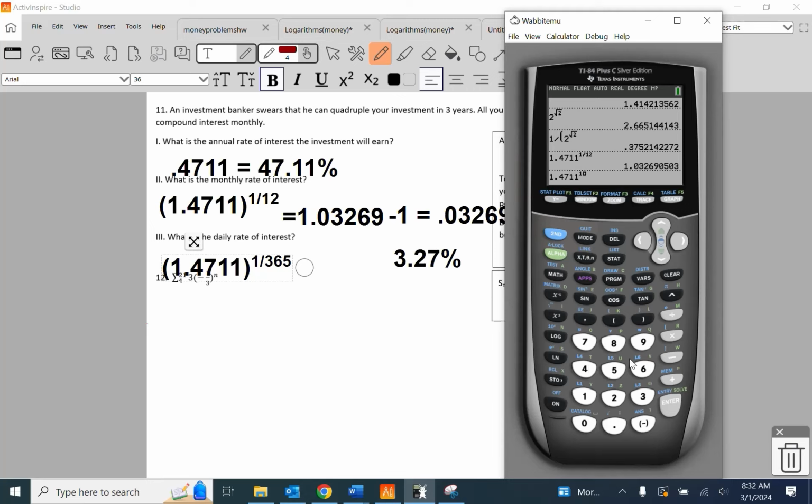15 is where we go to stat edit. The x's go into list 1. The independent variable goes into list 1. The dependent variable goes into list 2.